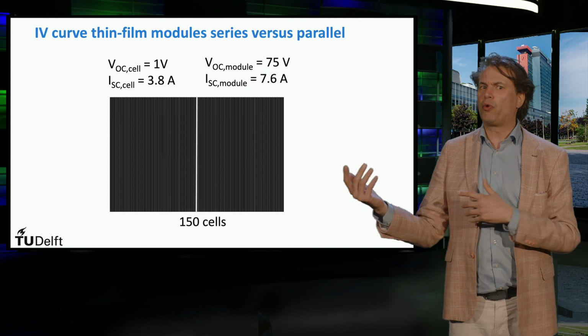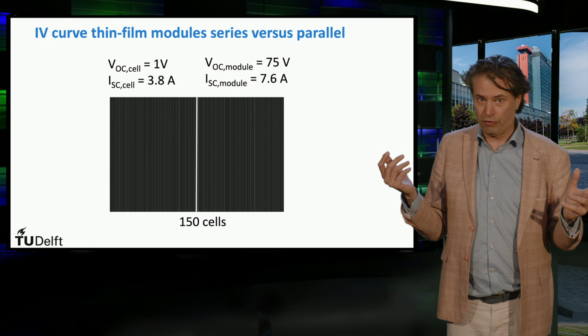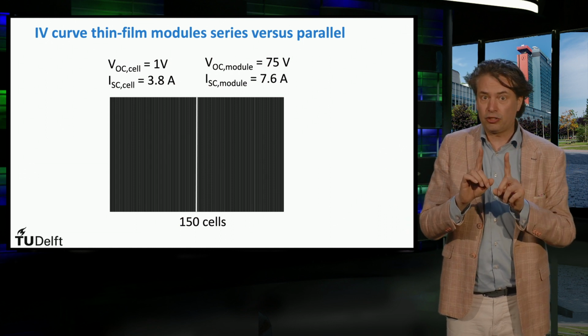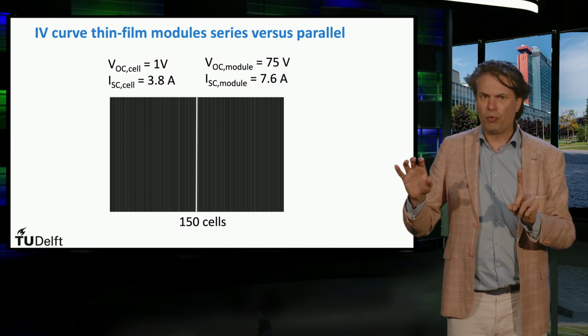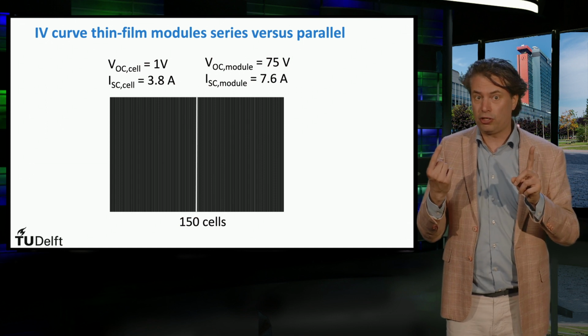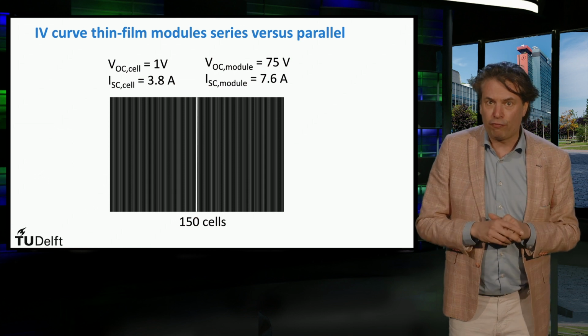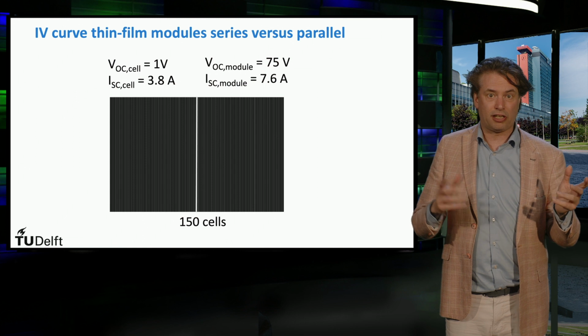If we would rearrange the interconnection of this module, we can get a different current and voltage output. If we connect, for instance, two strings of 75 series connected solar cells in parallel, we would get a short circuit current of 2 times that of a single solar cell, which is 7.6 amperes. The open circuit voltage would be 75 times that of a single solar cell, which is 75 volts.